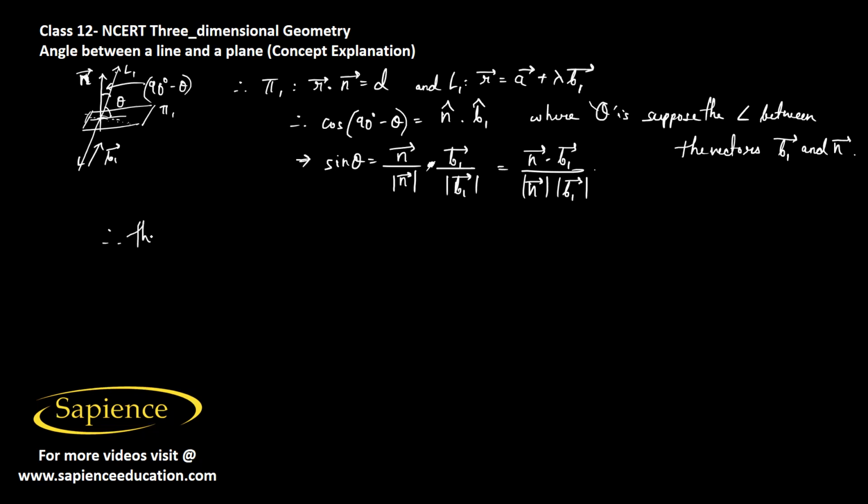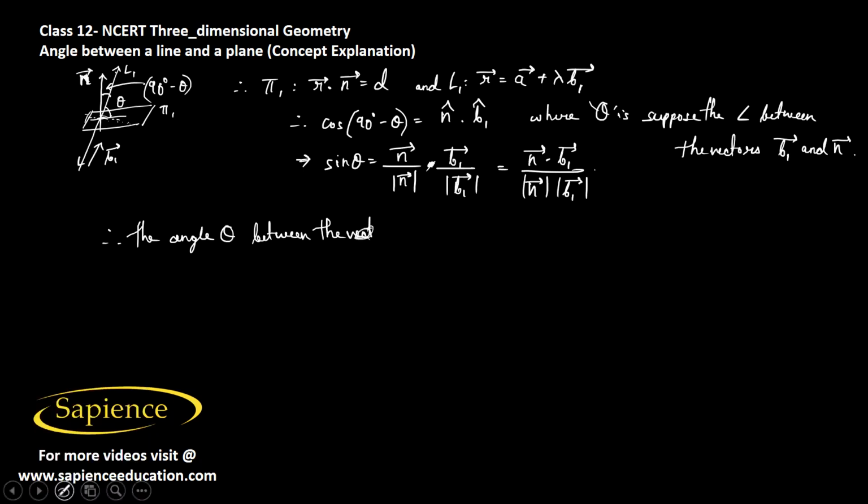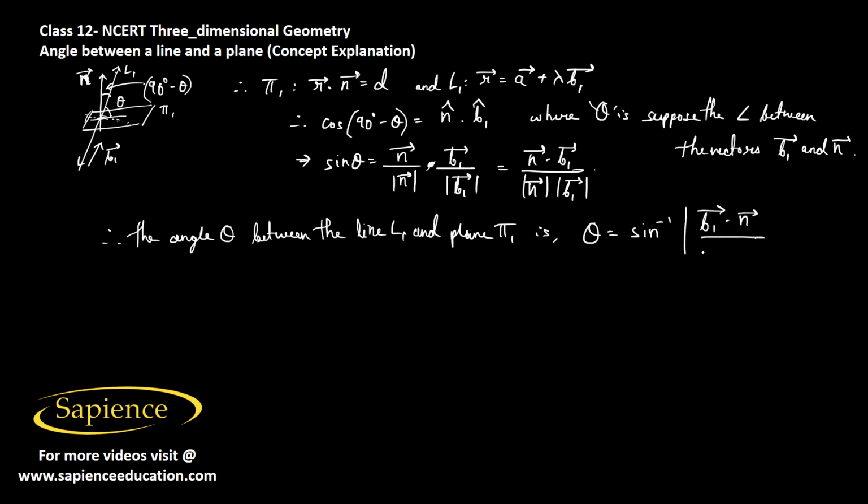So therefore, the angle theta in between the line L1 and the plane pi 1 is given as theta equal to sine inverse of the magnitude of b1 vector dot n vector divided by magnitude of b1 into magnitude of n.